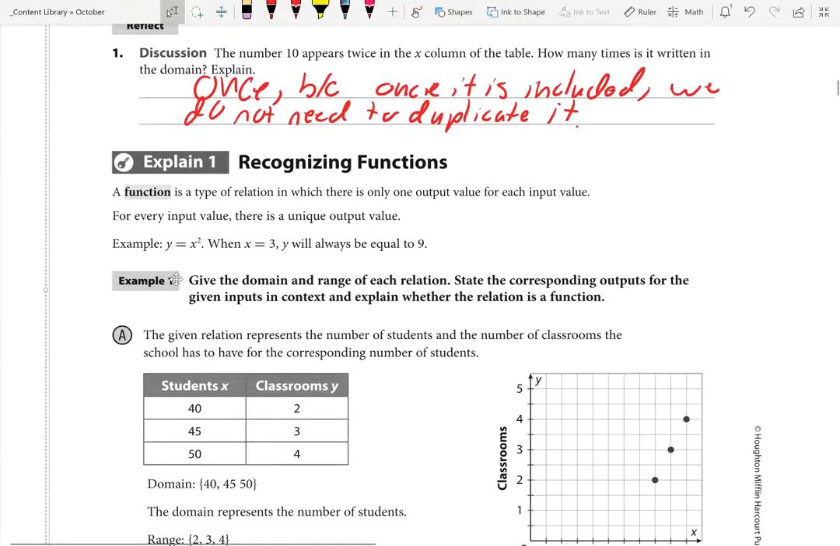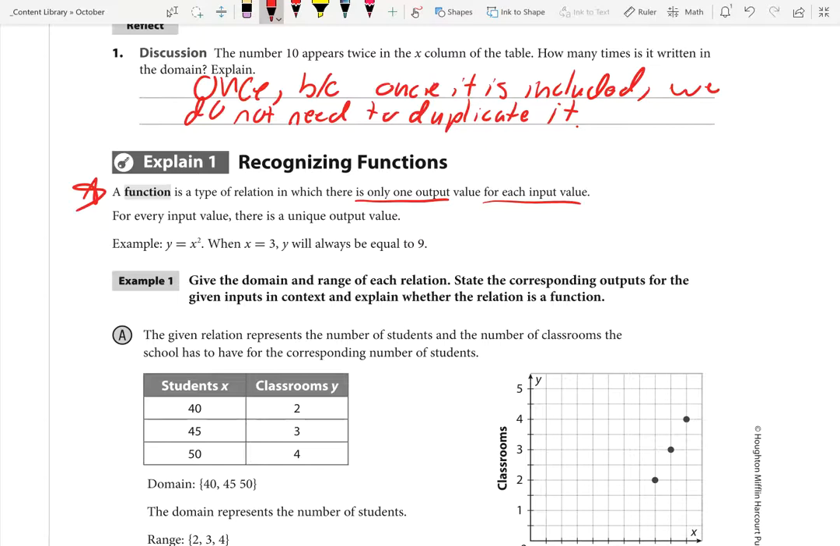Recognizing functions. A function is a type of relation in which there is only one output value for each input value. So this is the definition. Say it again because it's very, very important. I'll put a star next to it. A function is a type of relation in which there is only one output for each input.